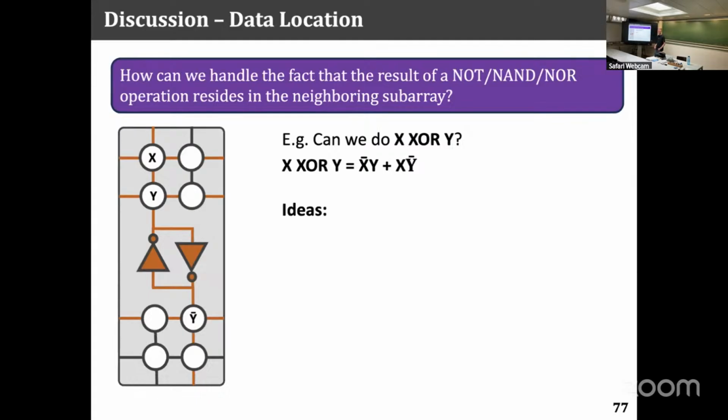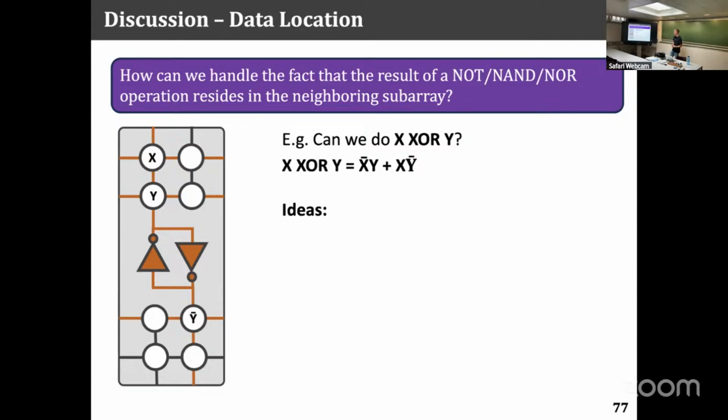Yeah, go for it. So the problem might be that we can never have X and not Y on the same side of the sense amplifier. That's right. So is the set of operations we introduced actually functionally complete? Unless we think of a workaround, it's not. Yeah, I mean, it depends. What's the problem here? The problem is that X and Y are in the same subarray, right? So do you see any ways of solving this?